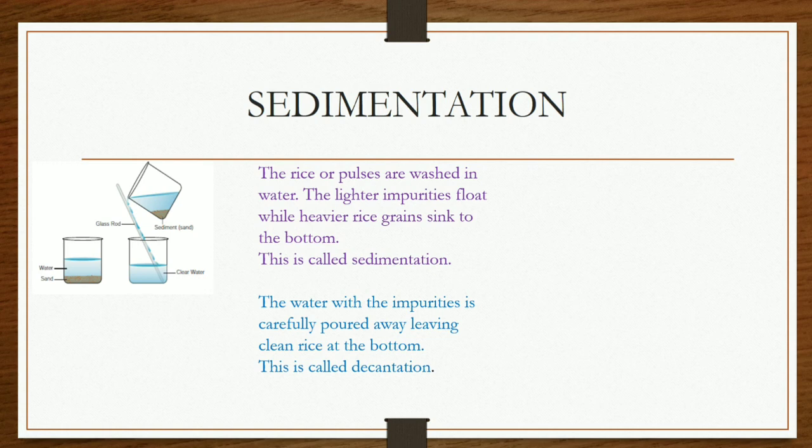After the settling down of rice, we need to remove the water separately from the rice. By pouring out the impurities carefully, without disturbing the clean rice at the bottom, we call it decantation.